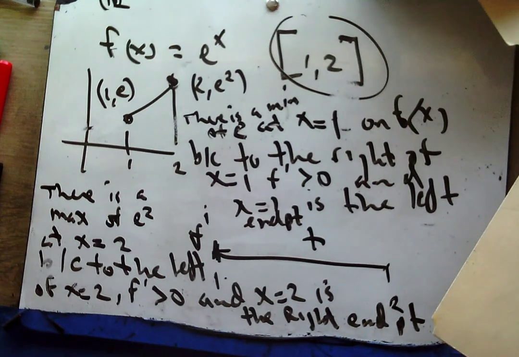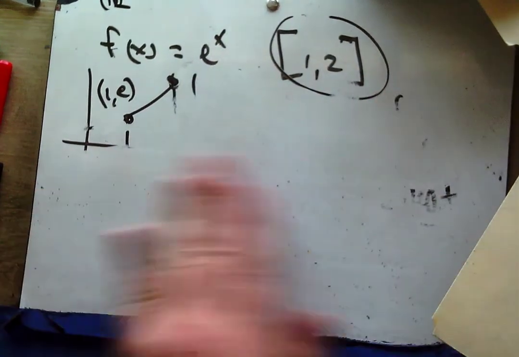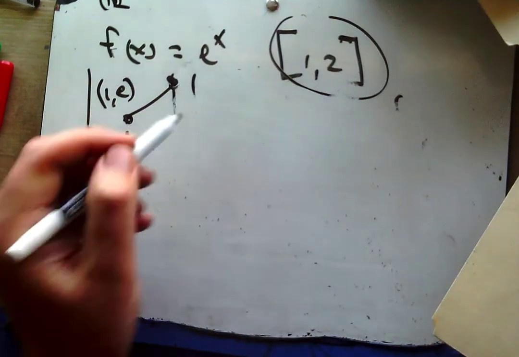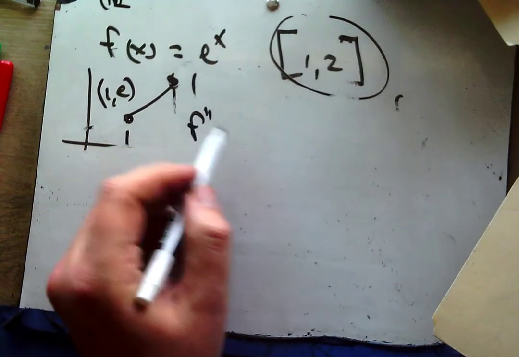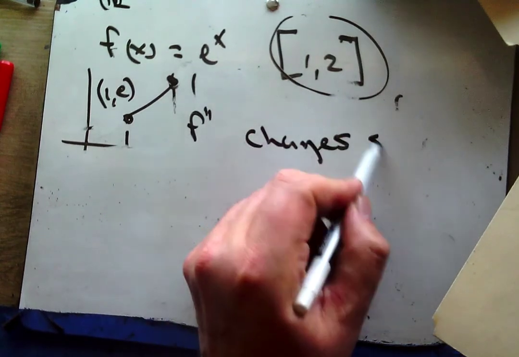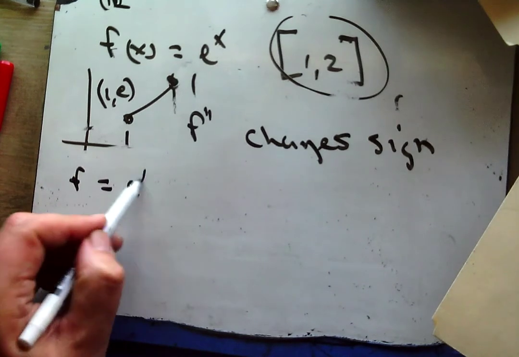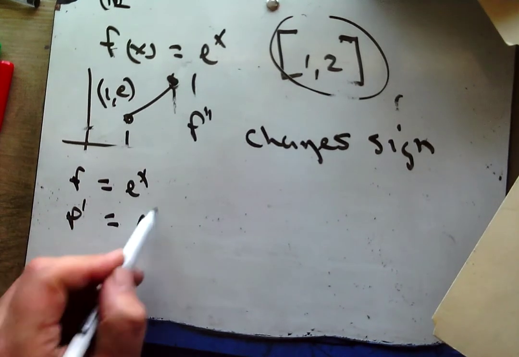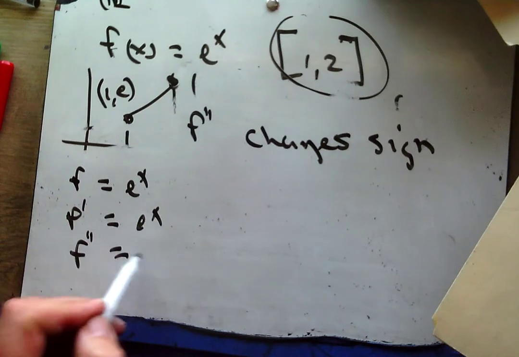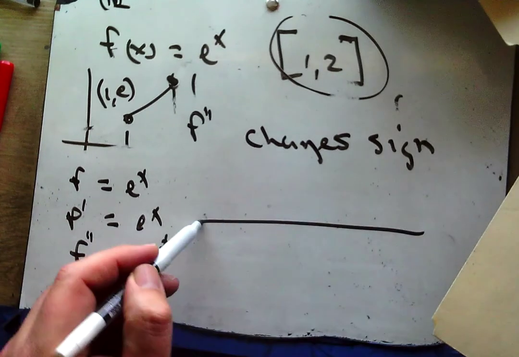Using calculus, show why there are no inflection points on f. All right, well, if I'm trying to find an inflection point, I'm wondering where f double prime changes sign. Okay, and so we know that f is e to the x and f prime is e to the x, and so f double prime would be e to the x, and this is never equal to 0.